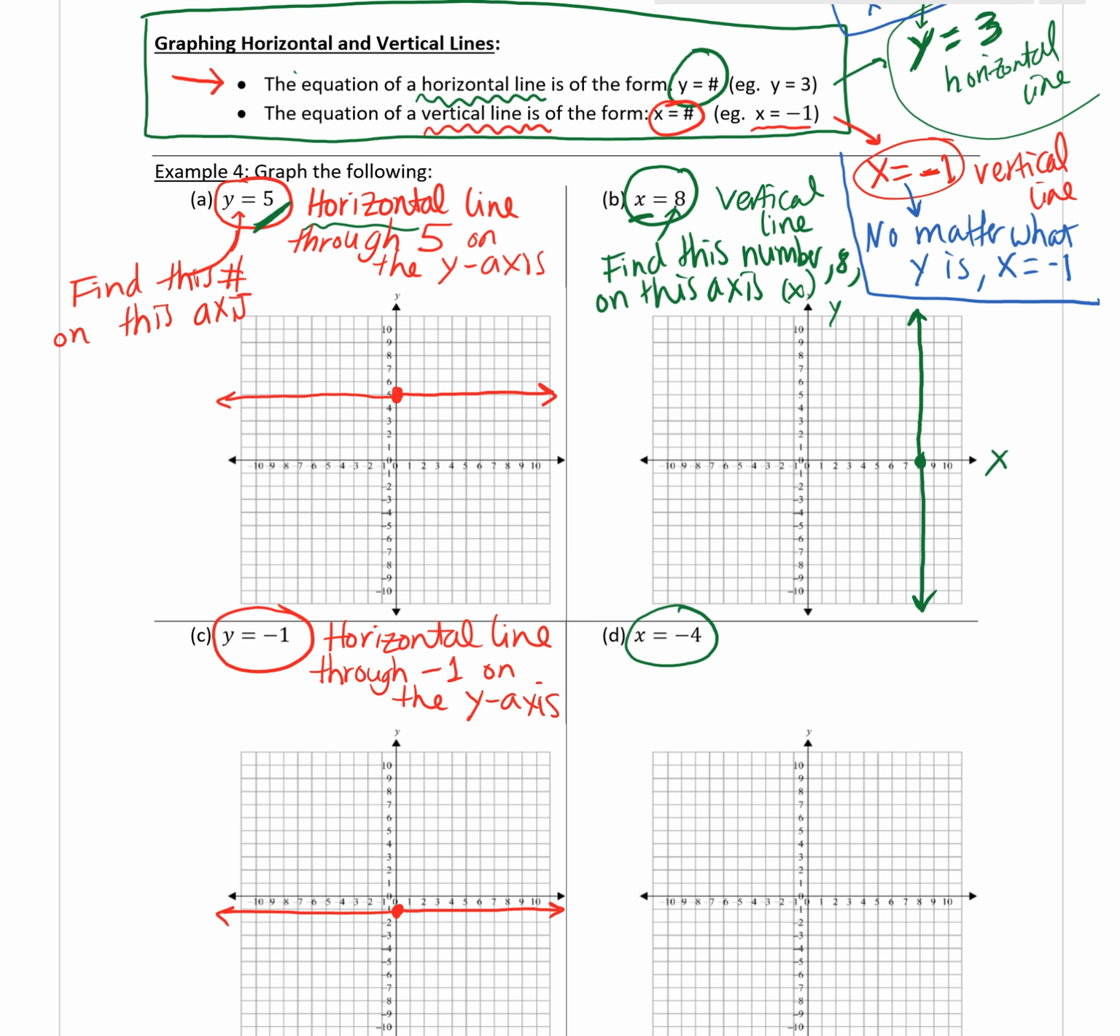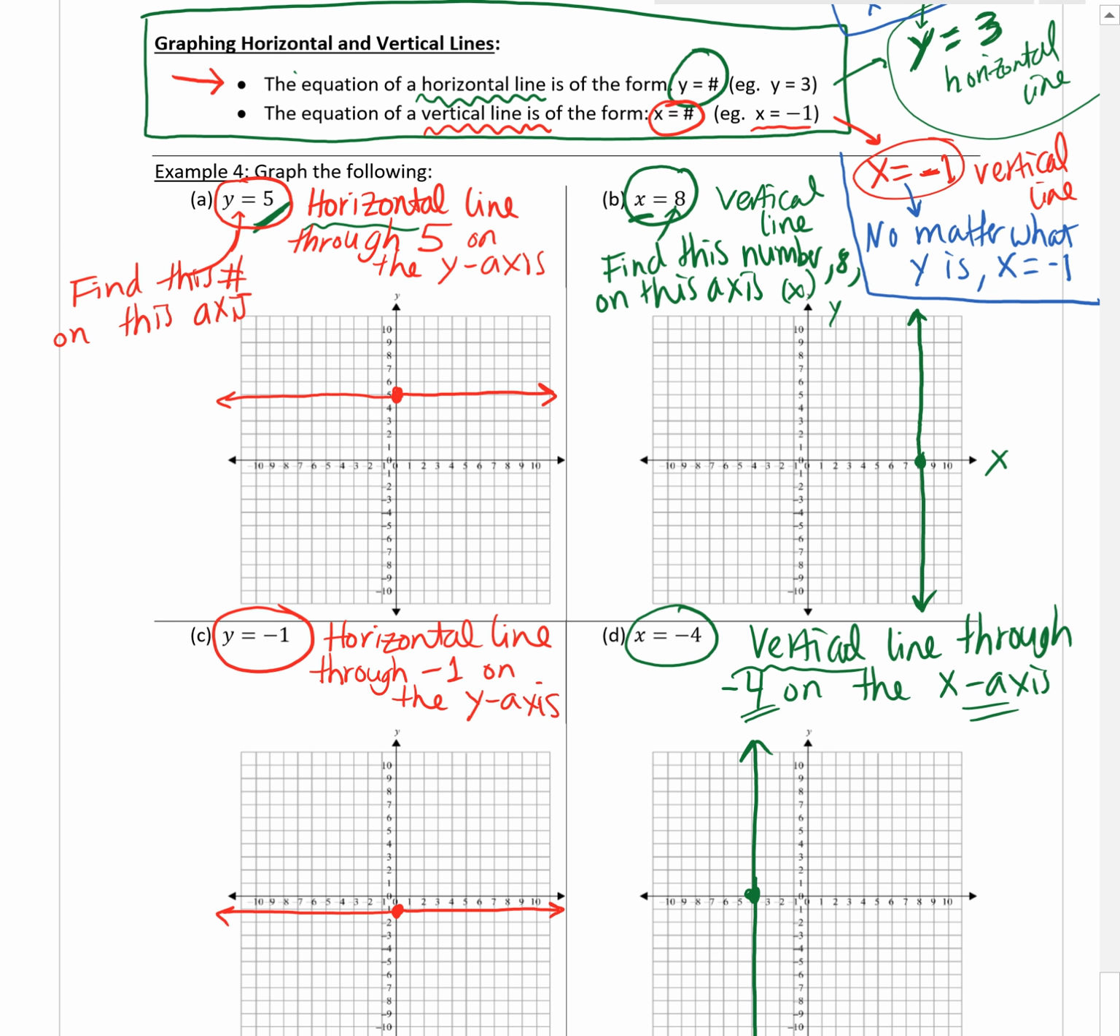This is, in my mindset, how I approach these. I look at it and I say, oh, it's x. What about the x-axis? The x-axis is horizontal. The opposite of that is vertical. All right, so this will be a vertical line through the number that I'm given, -4, on the axis that I'm given, which is x. All I have to do is find this number on this axis. Where's that? -4 right here. And then draw a vertical line through it. There we go. And don't worry about it being perfect. If it's not a perfectly straight line, I think we understand.